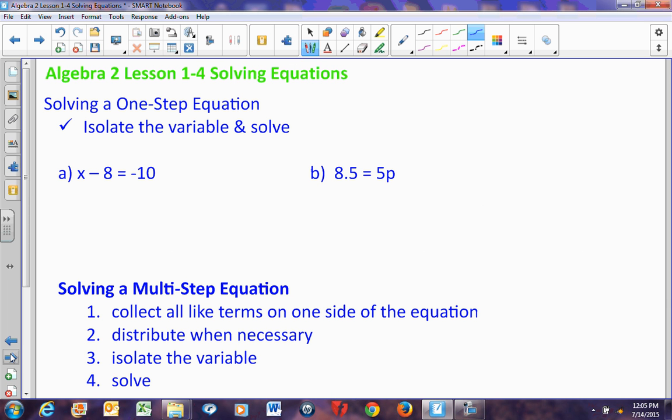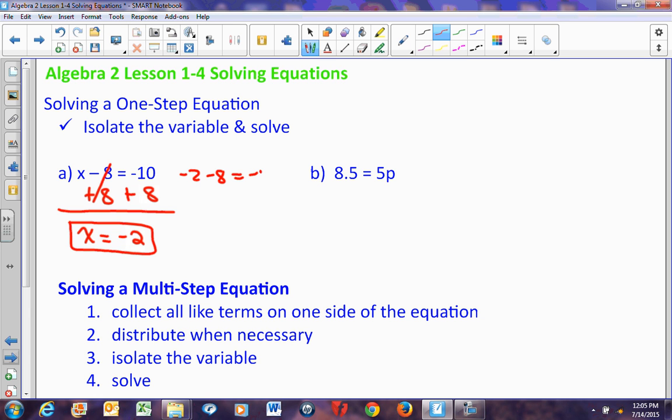All right, solving a one-step equation. Basically, isolate your variable and solve. Use inverse operations. Please show your work, even the easy ones, because eventually they'll become harder and you'll need to show your work. So x minus 8 equals negative 10. To get x by itself, we have to do the opposite. They subtract 8, so we'll add it. Adding 8 to both sides, that cancels out. X equals negative 10 plus 8, which is negative 2. And of course, you can always check these. Negative 2 minus 8 does indeed equal negative 10, so it does check.